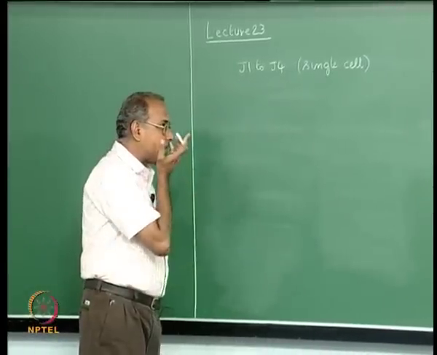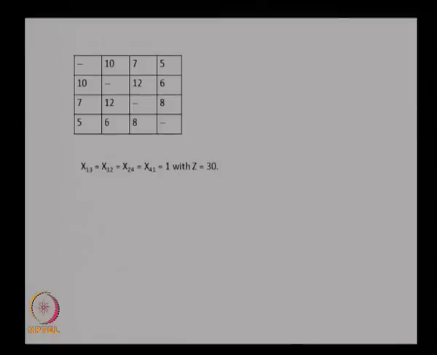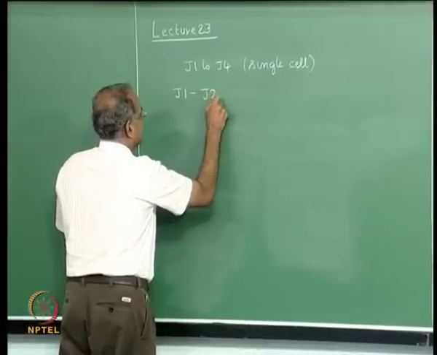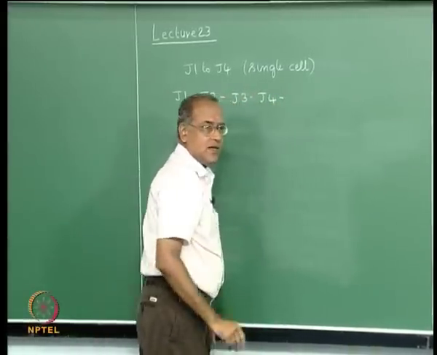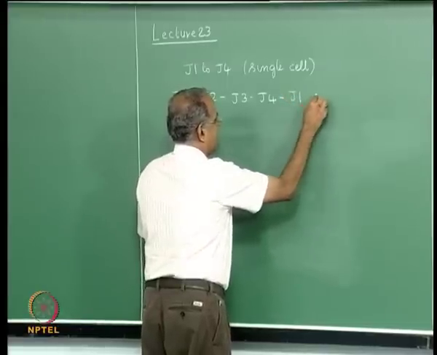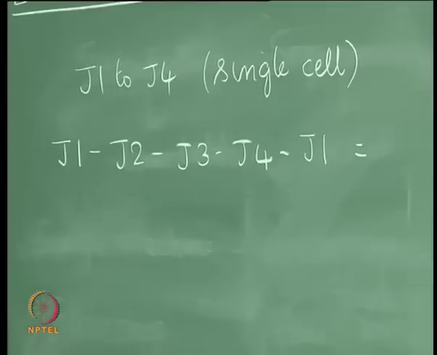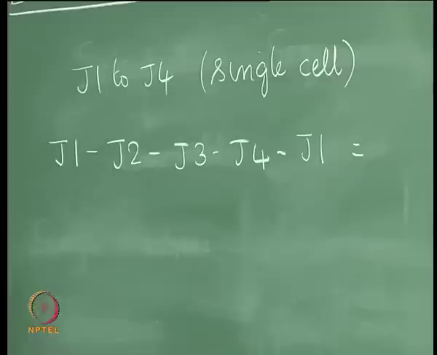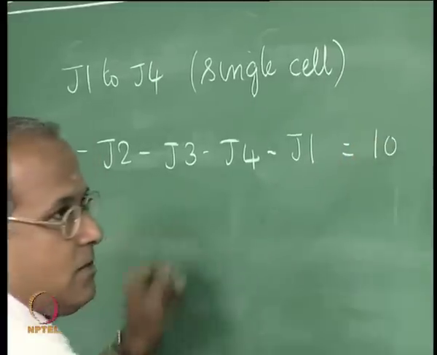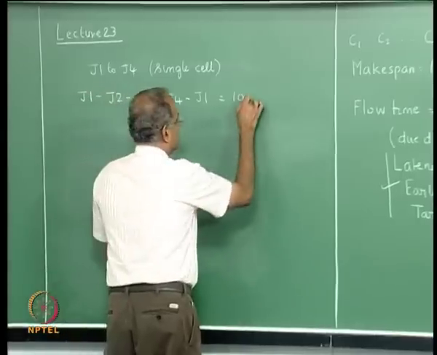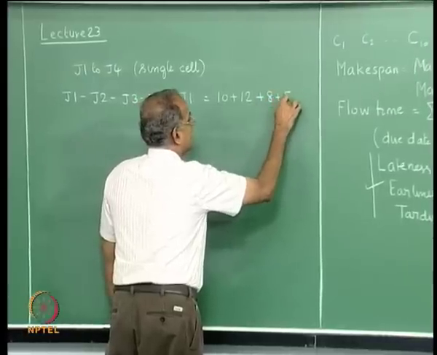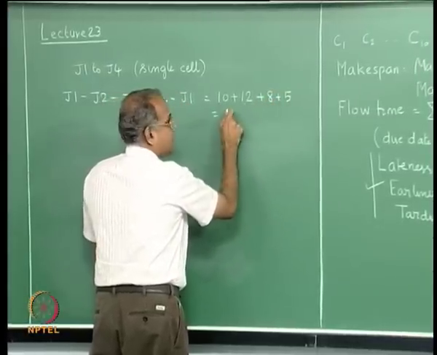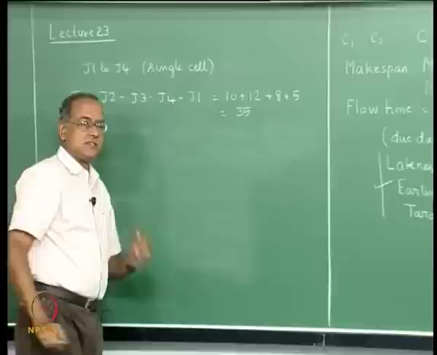So, the changeover time matrix is shown in that slide, and if we follow a sequence J1 followed by J2 followed by J3 followed by J4, and we come back to J1, then the changeover times from the matrix are: J1 to J2 is 10, 2 to 3 is 12, 3 to 4 is 8, 4 to 1 is 5. So, 22, 30 plus 5, 35 is the changeover time.